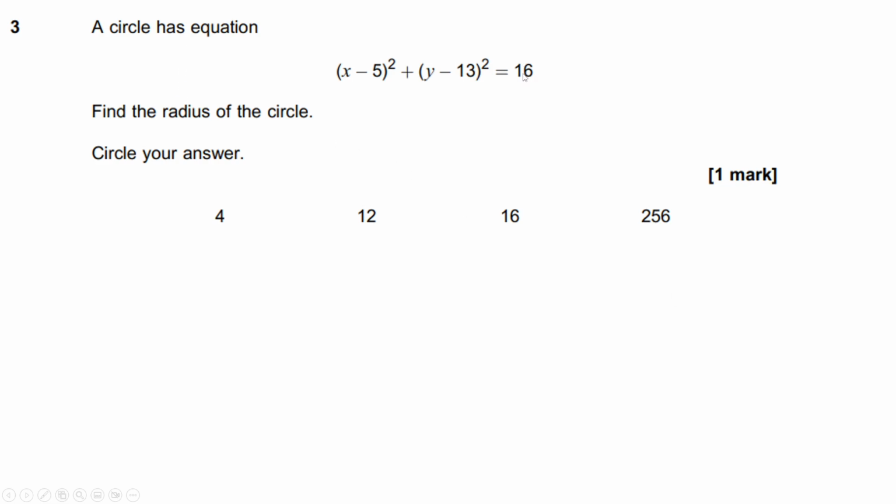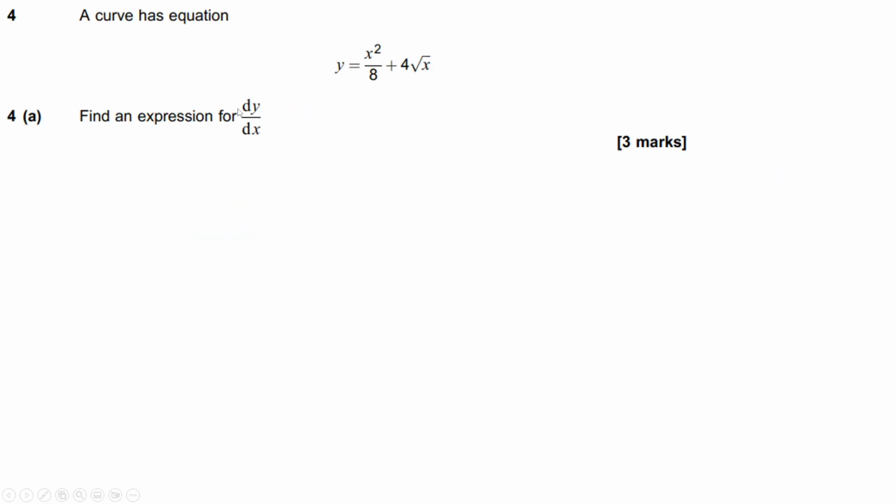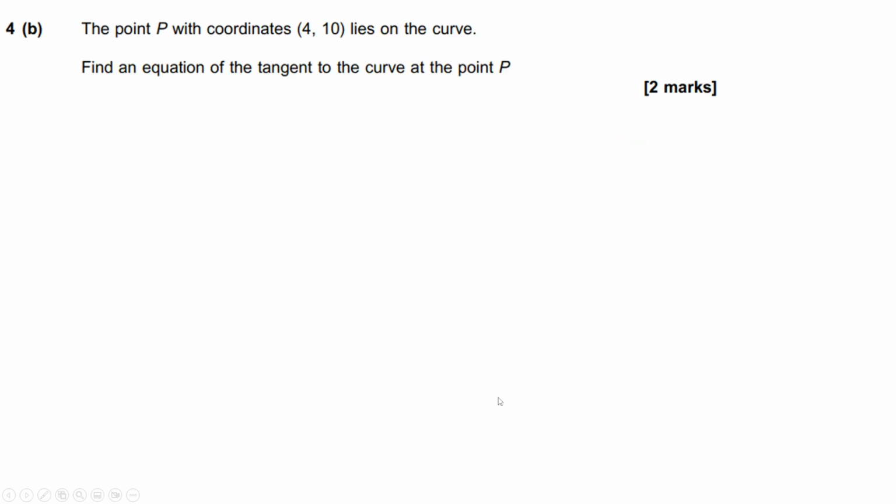Circle is this equation. This 16 is r squared, so the radius would just be square root 4. Find an expression for dy by dx. Just write it in the normal form. Multiply by the power, reduce the power by 1. You'll get this. This is a quarter, and that's your answer.